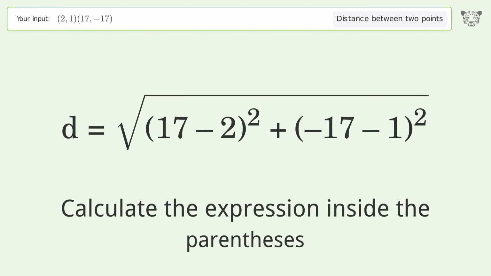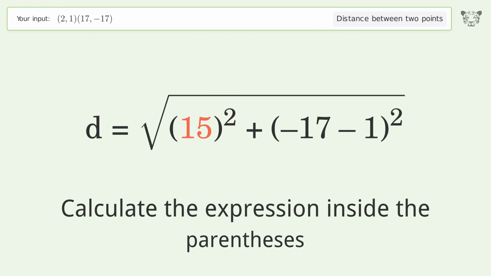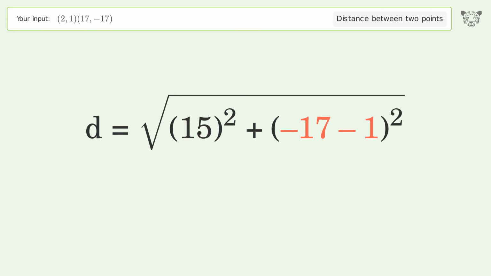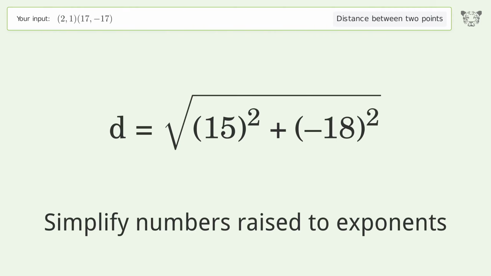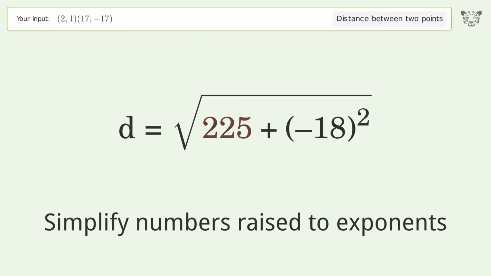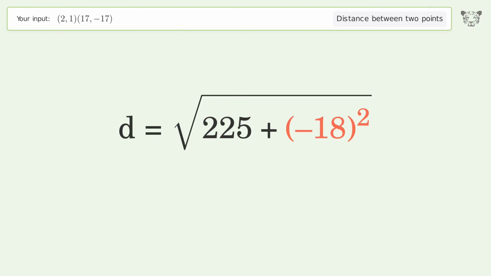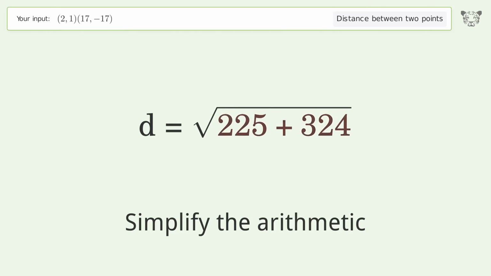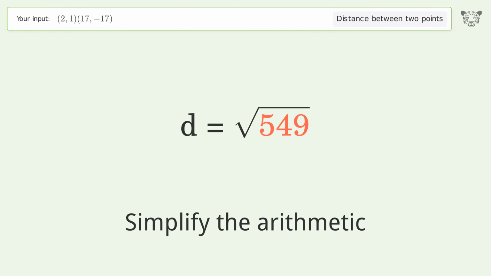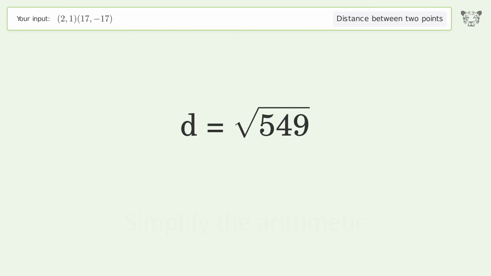Calculate the expression inside the parentheses. Simplify numbers raised to exponents. Simplify the arithmetic. And so the distance between the 2 points is the square root of 549, or 23.431.